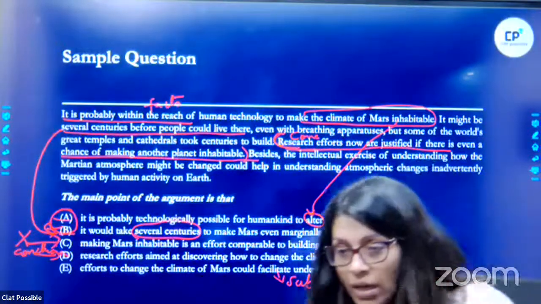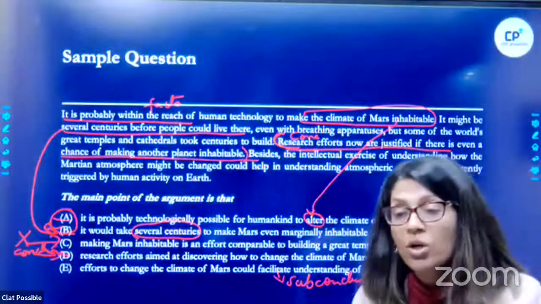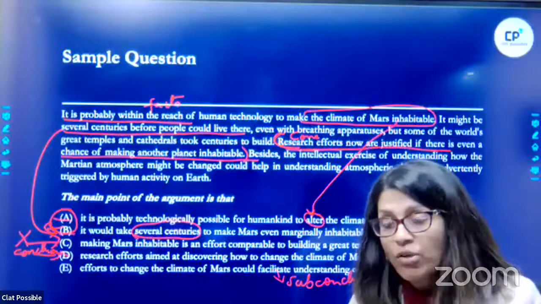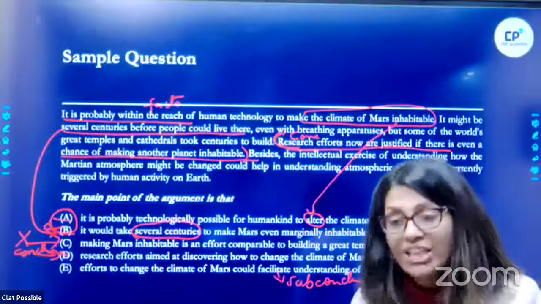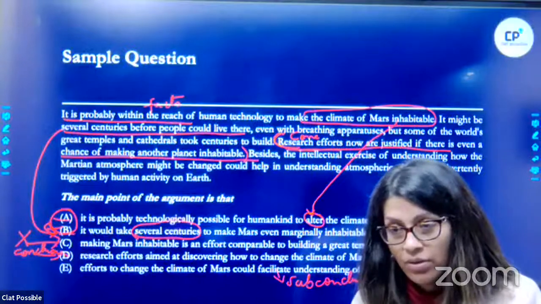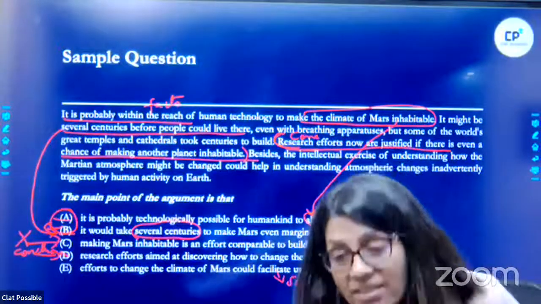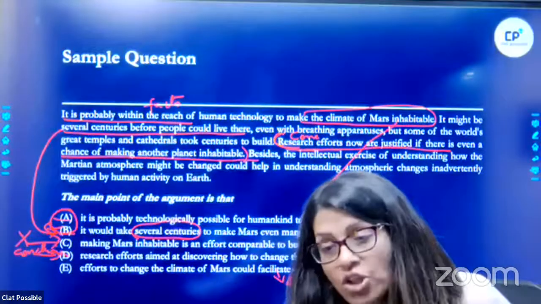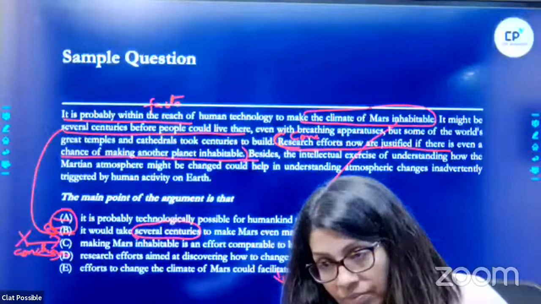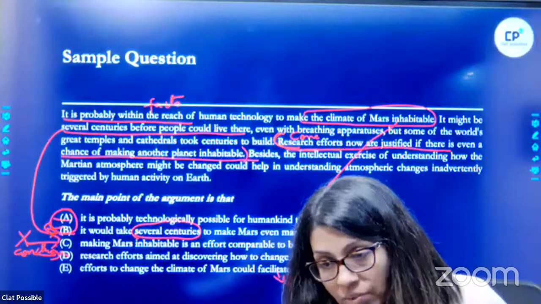Right? Sunidhi Kashyap, repetition of the conclusion is exactly the main point. Main point of any author is the conclusion. So naturally, it will be the right answer. Repetition of conclusion is the right answer in this. Repetition of facts will make the answer incorrect. I hope that answers your question.